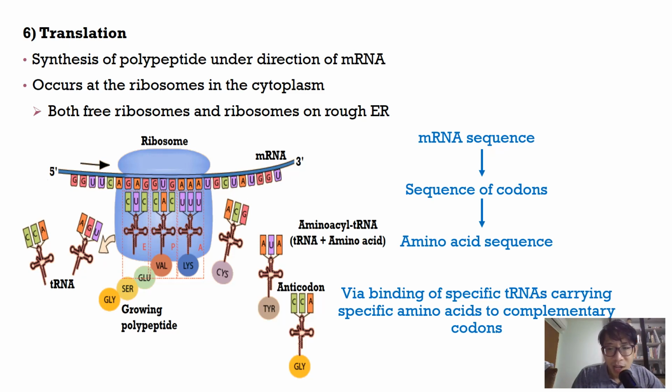So the tRNAs would carry the specific amino acids to the ribosomes, and the tRNA would match itself to the codon using the anti-codon sequence, and therefore bring the correct amino acid as specified by the codon to the ribosome to be added to the polypeptide. So this is basically the gist of the process of translation.